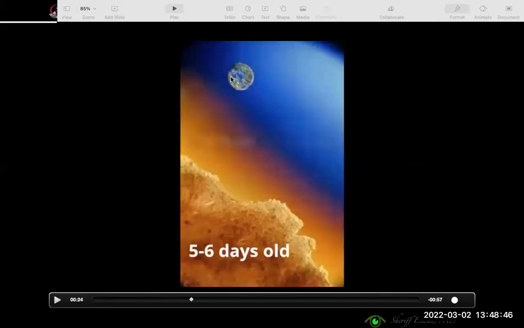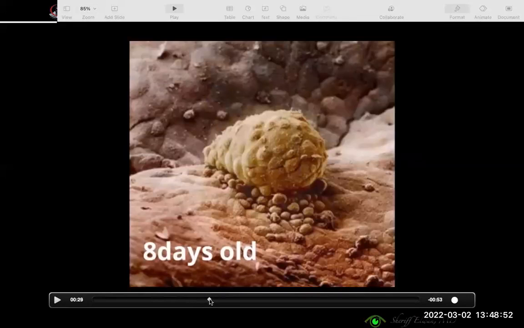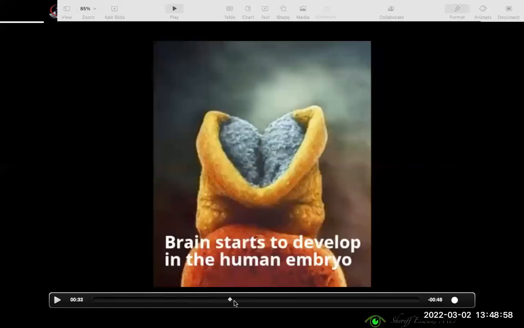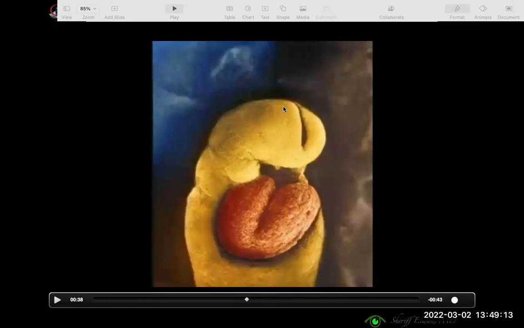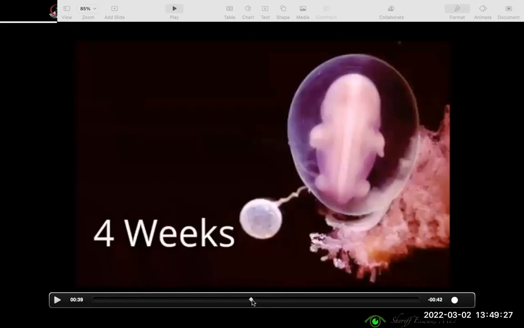This is the uterus, and this is the 5 to 6 days old morula or blastocyst. At 8 days, it became attached to the uterine wall, and the brain starts to develop as the neural tube, and then the optic vesicles start to appear on the side. As you can see, this is the optic vesicle to one side, and this is the developing heart, the red one, with the embryonic fissure. As you can see, the embryonic fissure on its downside at 4 weeks.